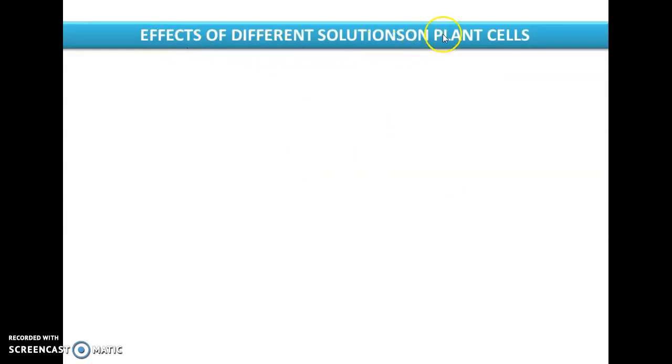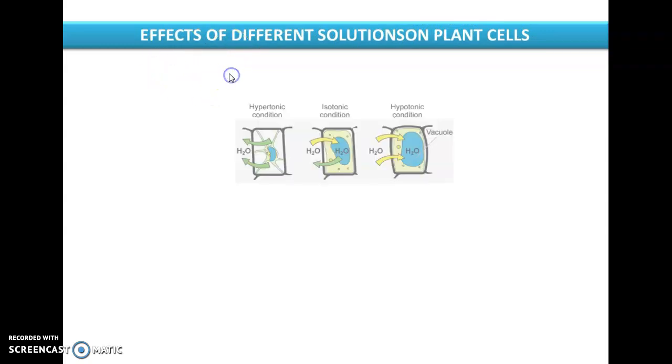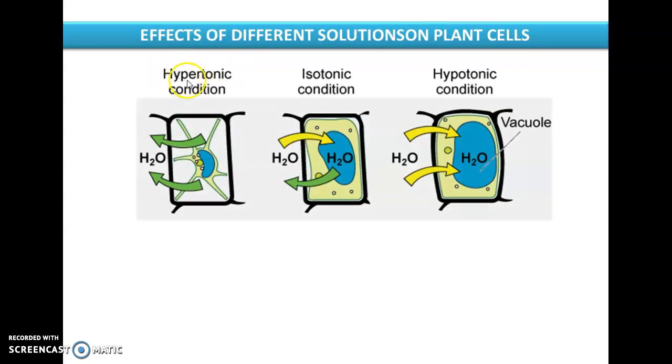Effect of different solution on plant cell. So there are three types of solution. First is hypertonic solution, isotonic solution, and hypotonic solution. What happens here, we are placing the plant cell in different types of solution. So before that, let us know what are these solutions. In hypertonic solution, solute concentration or sugar concentration is high and solvent or water concentration is low.